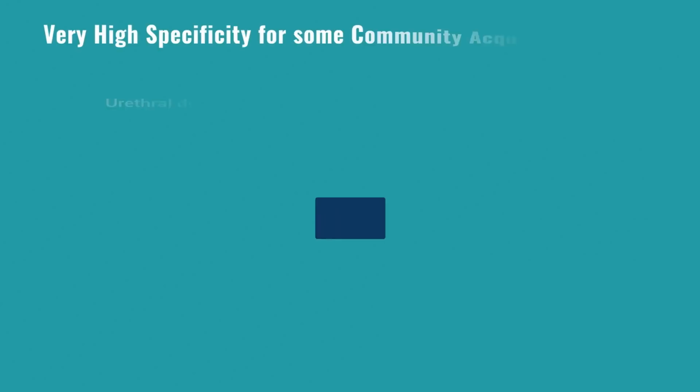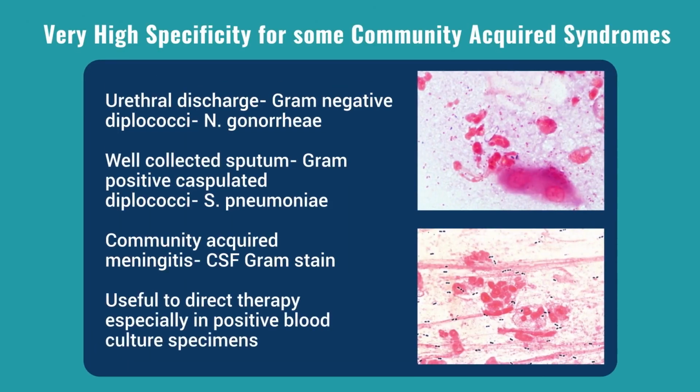The Gram stain has very high specificity, especially in certain syndromes where you expect only one or two kinds of bacteria to be the causative agent. For example, if you have a patient with a urethral discharge and you perform a Gram stain and you find that there are Gram-negative diplococci, it is most likely Neisseria gonorrhoeae.